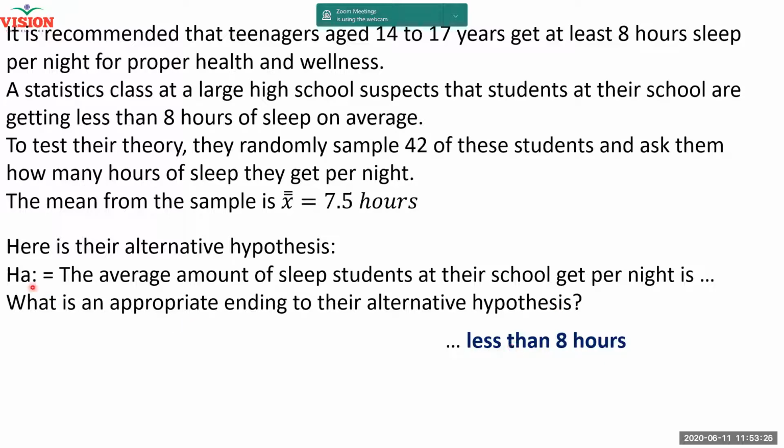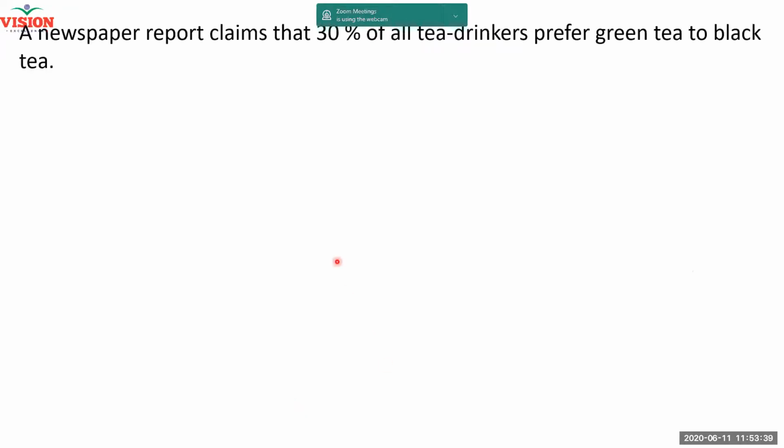The alternative hypothesis is the average amount of sleep students at the school get per night is less than 8 hours. This is how to make the alternative hypothesis. The null hypothesis is written, the alternative hypothesis is written. One more sample I will say.